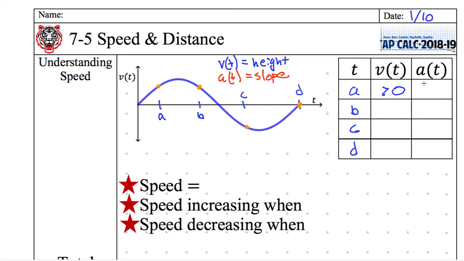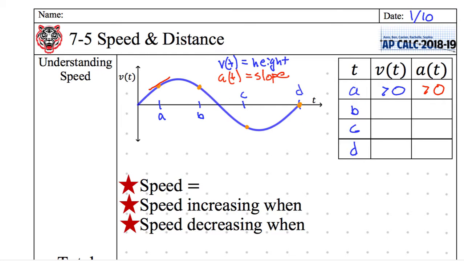What about the acceleration? Again, acceleration is slope. So slope is, well, if I graph the tangent line at A, you can see that the slope here is positive, so this one is also going to be greater than 0. Let's go ahead and just do this whole table, and then we can come back and talk about if you're speeding up or slowing down.